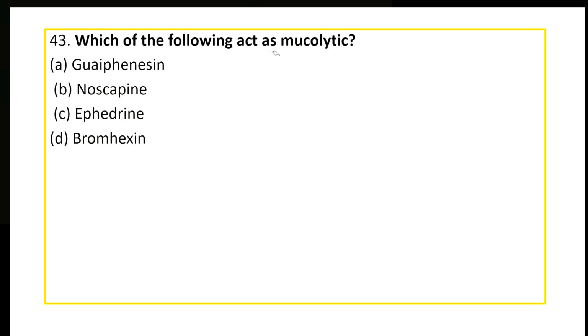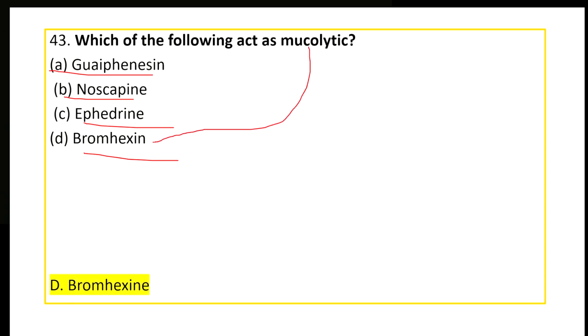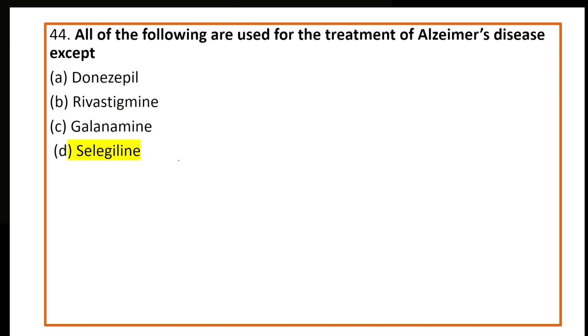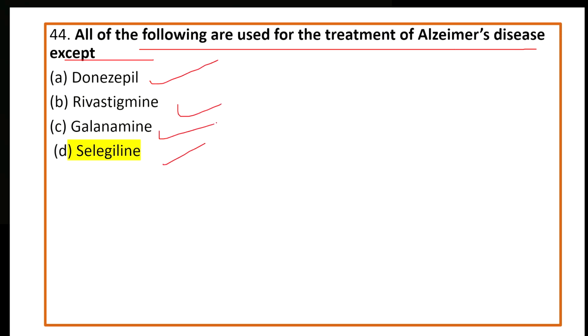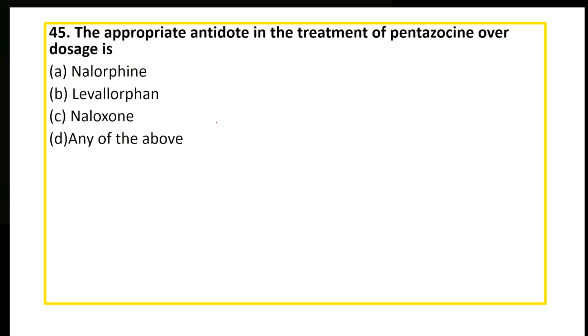Which of the following acts as a mucolytic? Guaifenesin, noscapine, ephedrine, bromhexine. The correct answer is D, that is, bromhexine acts as a mucolytic. All of the following are used as treatment for Alzheimer's disease except donepezil, rivastigmine, galantamine, selegiline. So selegiline is the correct answer, D.